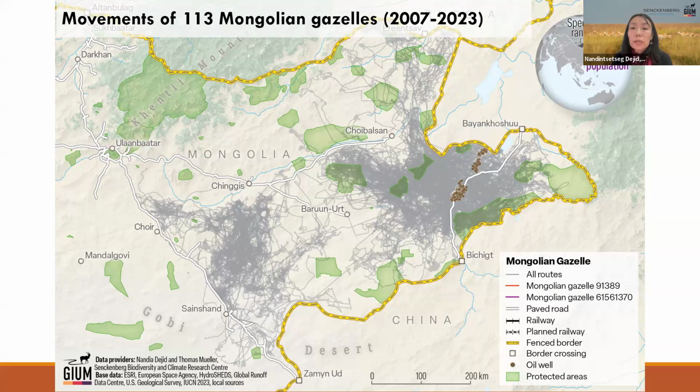On this map, we can see that gazelles don't have any specific movement corridors. They move between protected areas, and they also don't use any specific protected area. So that means landscape-scale conservation actions are very important to sustain these long-distance nomadic movements.